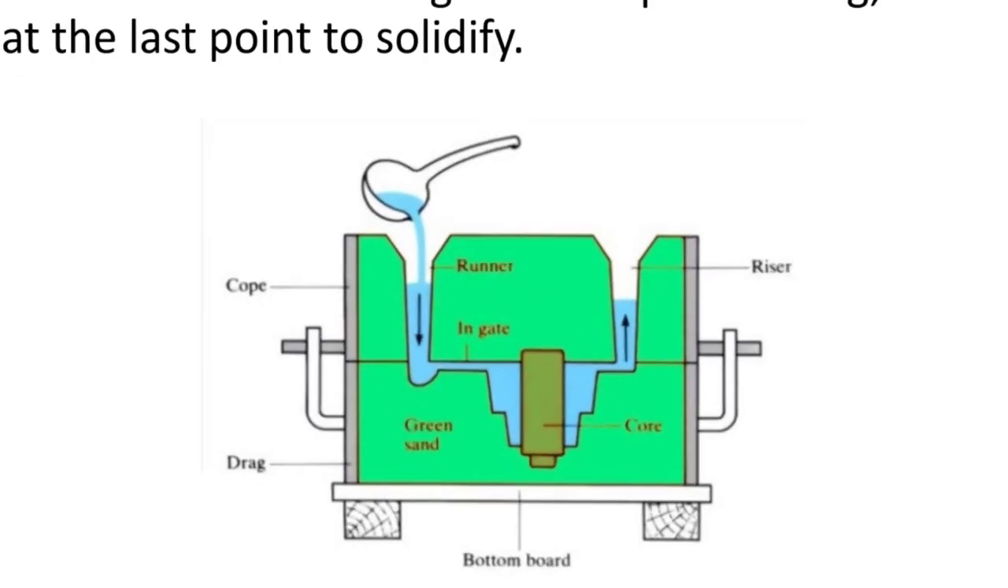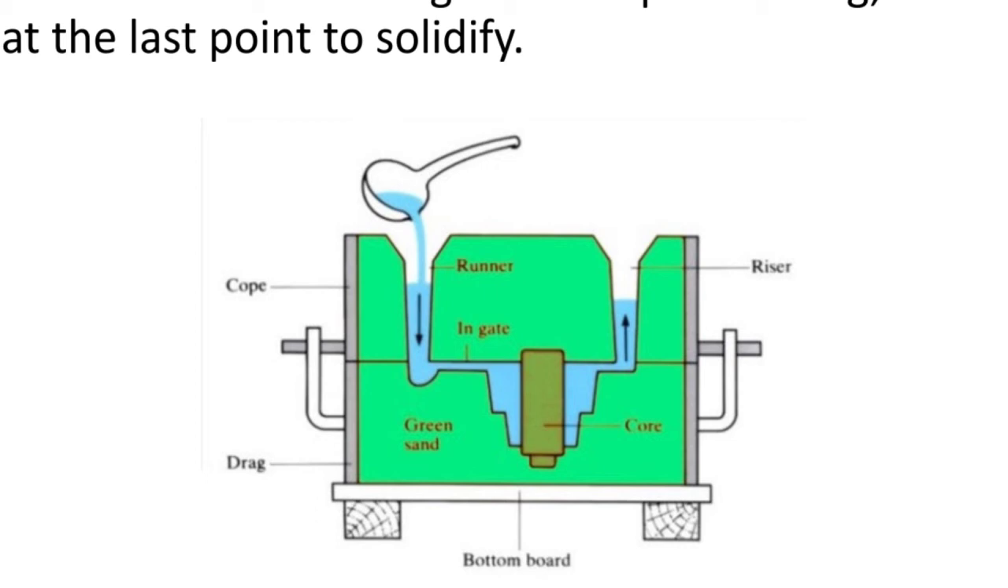So here you can see a complete mold. Now the upper portion is known as cope, the lower portion is known as drag. This is nothing but the cavity. Now the molten metal is poured inside the sprue. Okay, so this is the runner, and then it enters inside the cavity through the gate. After that, the excessive molten metal is collected into the riser.